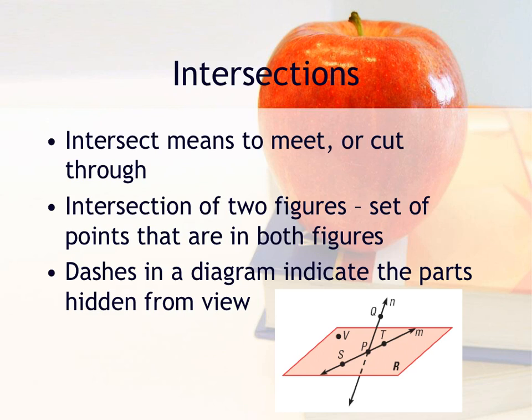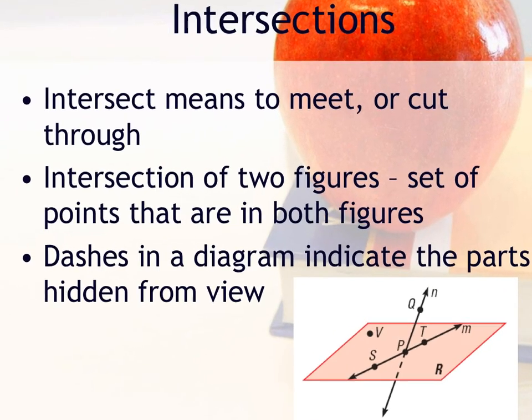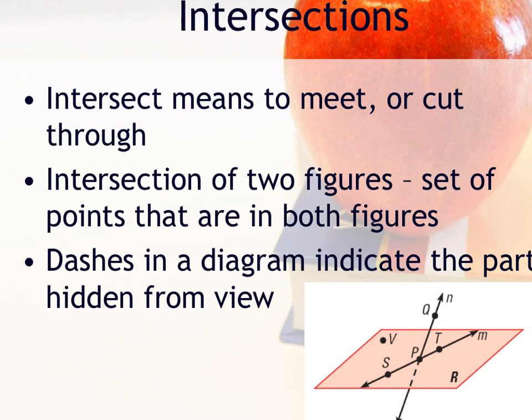So an intersection. When you're driving, you come across a lot of intersections. You've got Flamingo and Griffin. That's an intersection because two lines are meeting. Intersection means to meet or to cut through. When one thing passes through another thing, like if I jammed a pencil through a piece of paper, that pencil has intersected that paper. Or when two lines cross each other, that is an intersection.